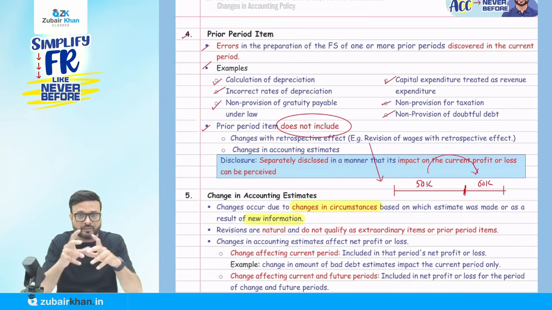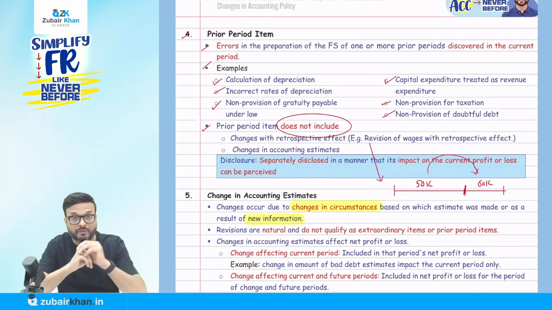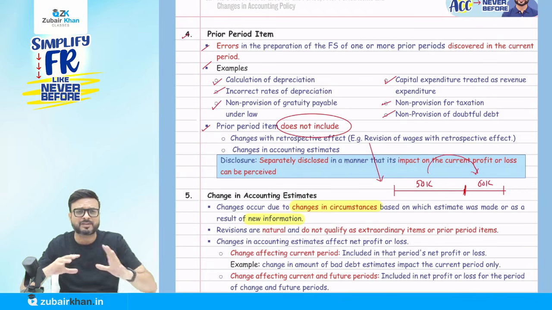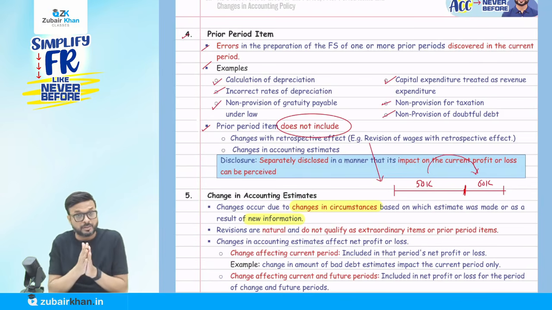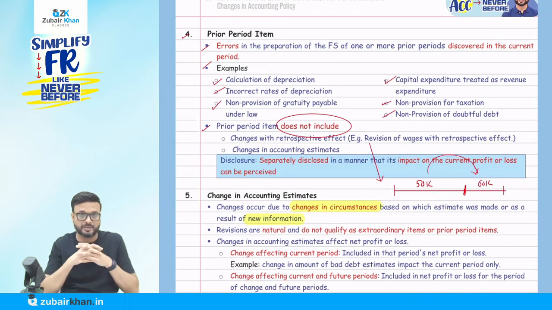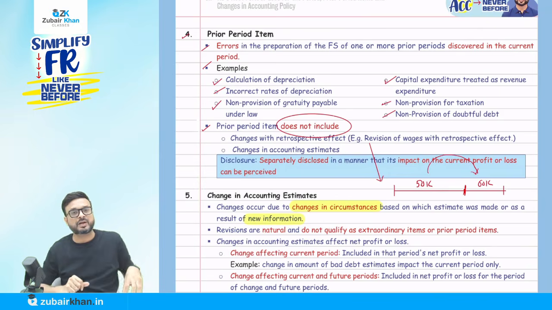So the next point is this. When we talk about a change in accounting estimate, it is very normal in business. In fact, we consider it very ordinary. Let me give an example. Suppose we assume that the life of the fixed asset is 10 years. So we are going to depreciate over a period of how many years?